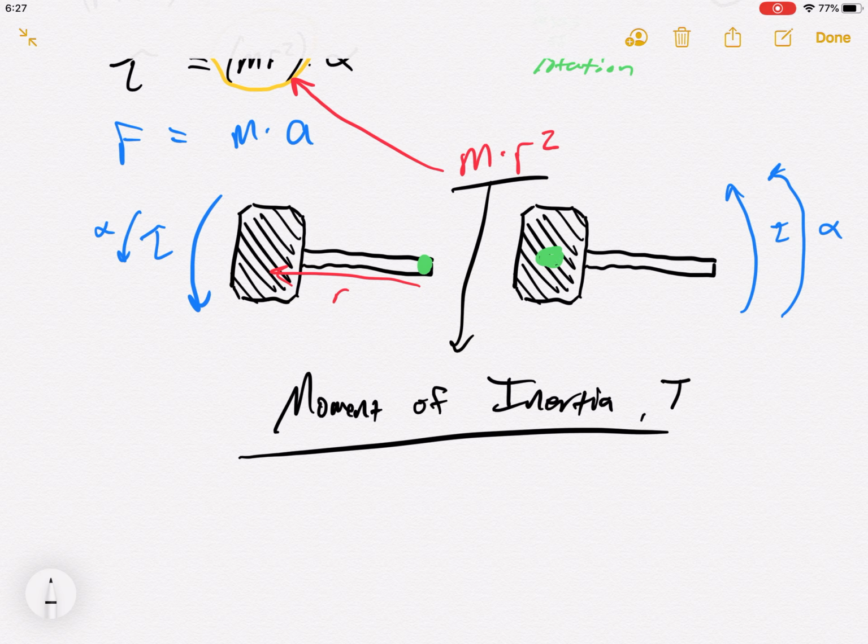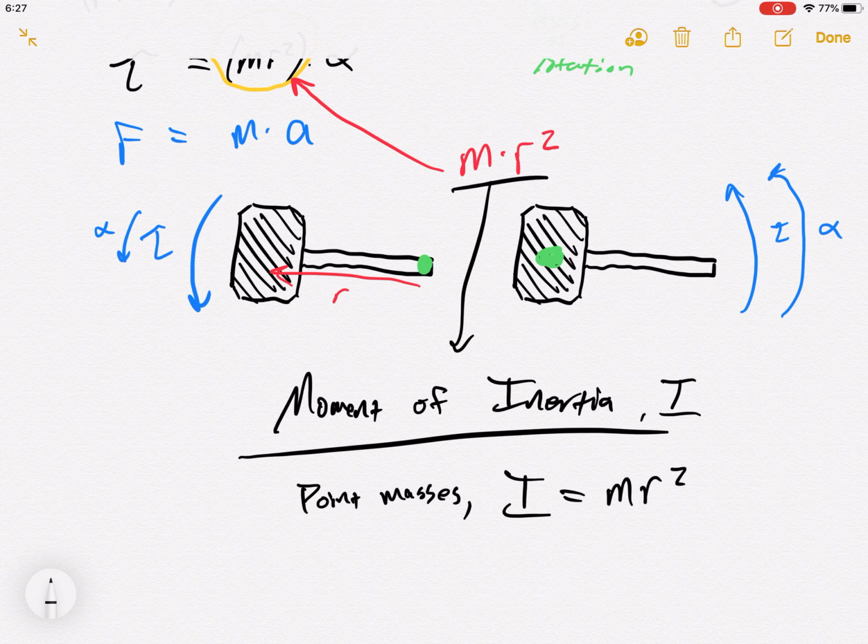We use a capital I for this. So for point masses, moment of inertia is mr squared, where again, r is the distance of that mass from the axis of rotation, and m is the mass of the mass.